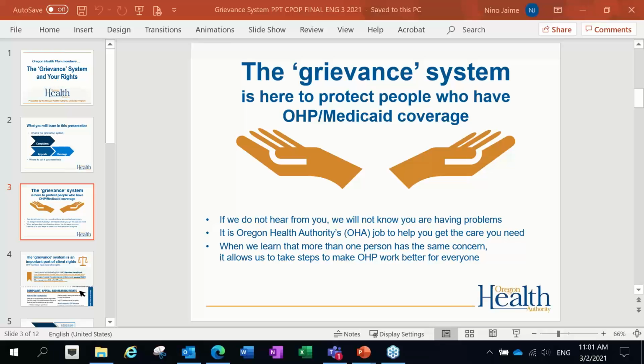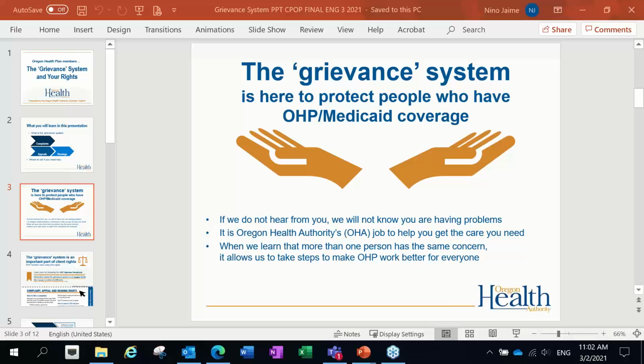The grievance system is here to protect people who have Oregon Health Plan or Medicaid coverage. And this is true for all levels of Oregon Health Plan coverage, from emergency services only to adults, children, pregnant women, and also those that have dual coverage, both Medicare and Medicaid coverage.